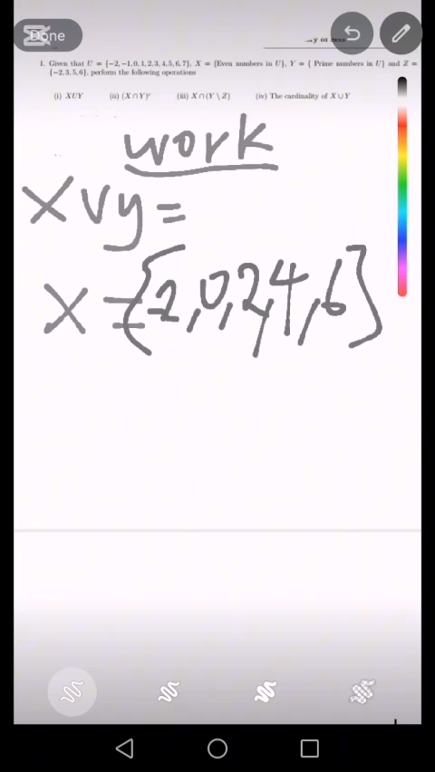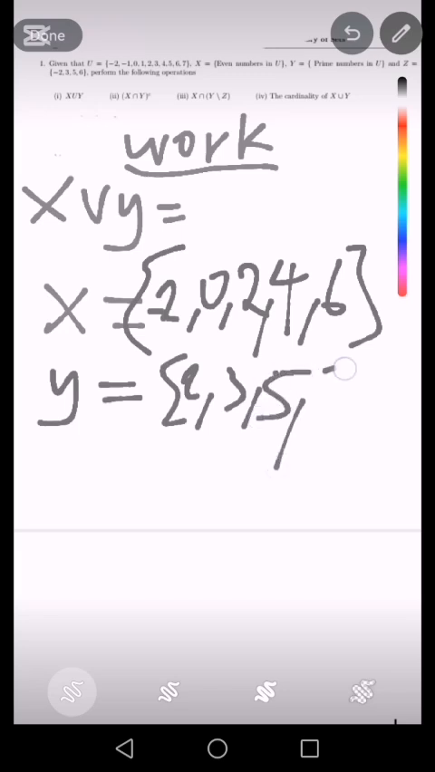Now y is the prime numbers in u. Prime numbers are numbers which are divisible by 1 and itself. So they should not be 0 or negatives, and 1 is not a prime number. So it is 2, 3, 5 and the last is 7.